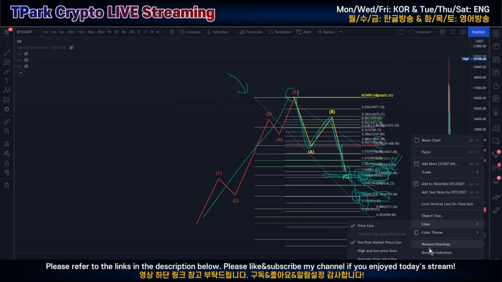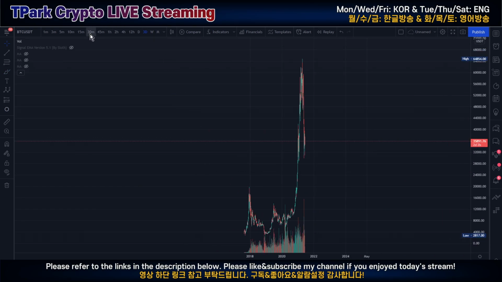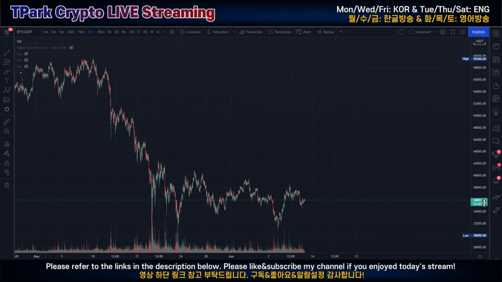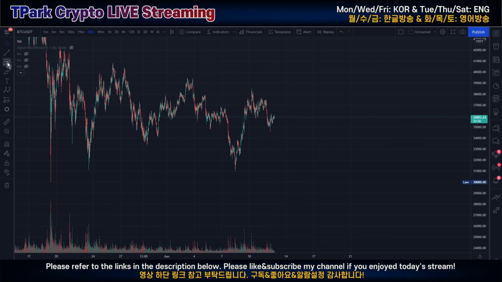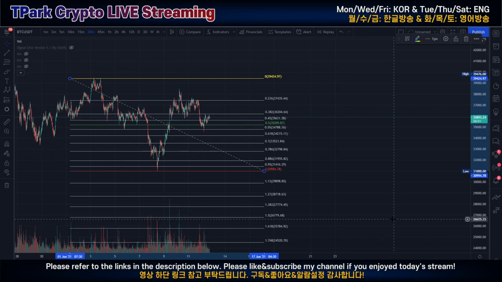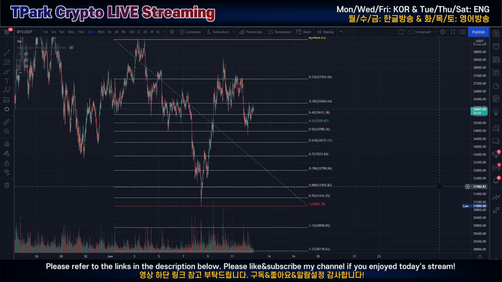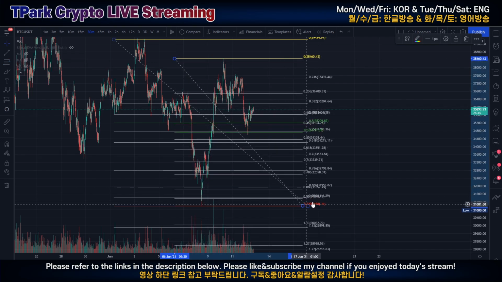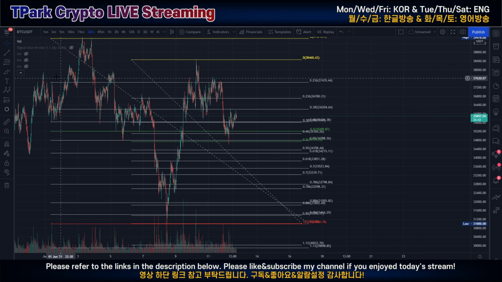Not only this, you can even draw different time zones. So let's say you go to 30 minutes, and you draw a Fibonacci retracement for the downtrend, and let's say you draw another Fibonacci for the uptrend. Now wherever it collides, wherever it overlaps, is very strong.